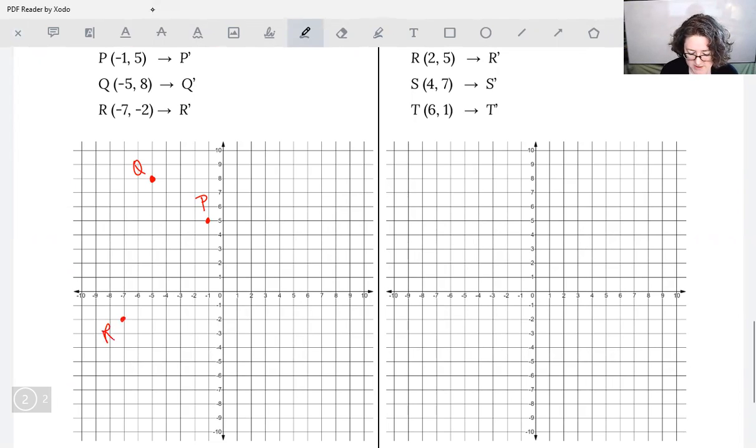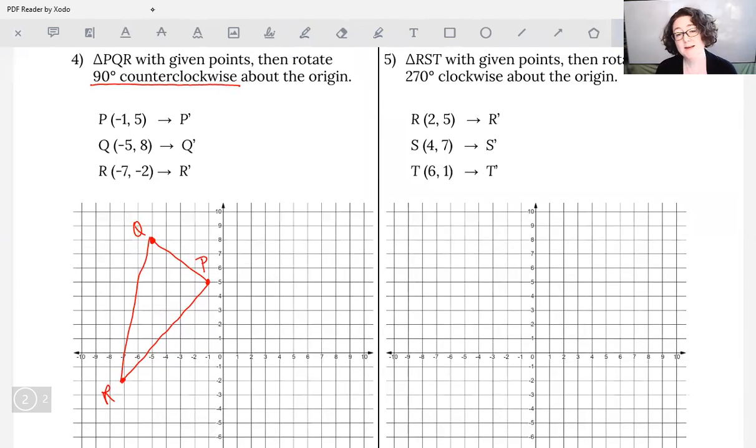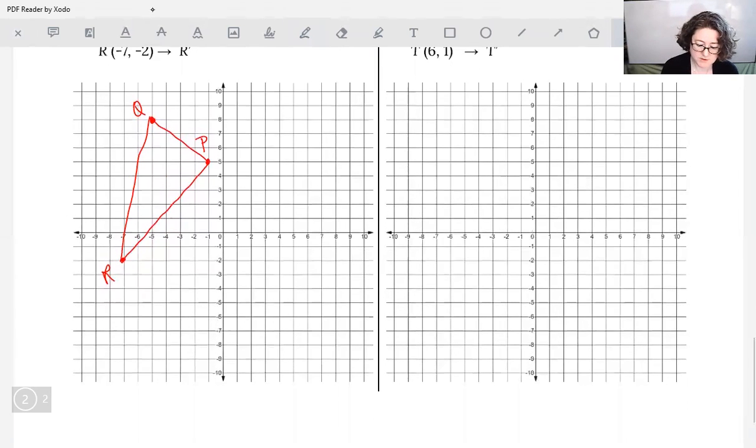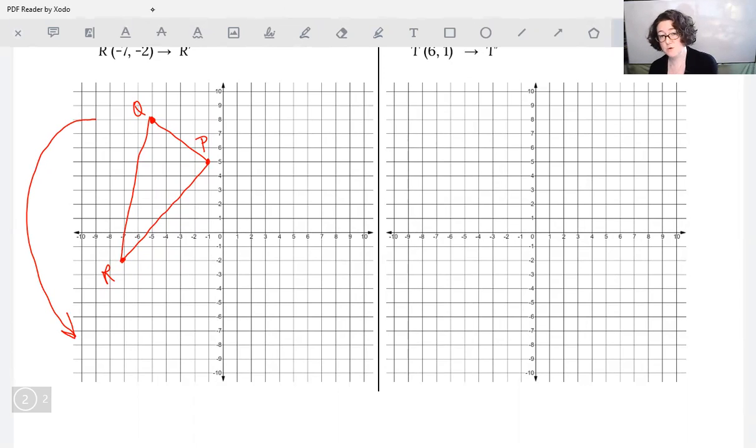So this one's a little trickier because it is kind of straddling the quadrants. But you will definitely see figures that do that. We need to know how to approach them. Okay, so this one is asking us for 90 degrees counterclockwise. So that means instead of going around to the right, we're going around to the left. So every point that's in the second quadrant goes into the third quadrant. That R point that's already in the third quadrant is going to have to go around to the fourth quadrant.